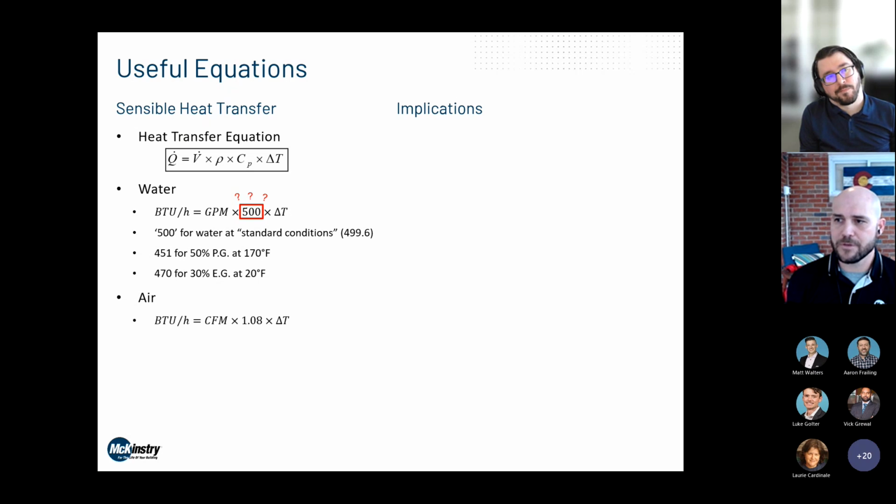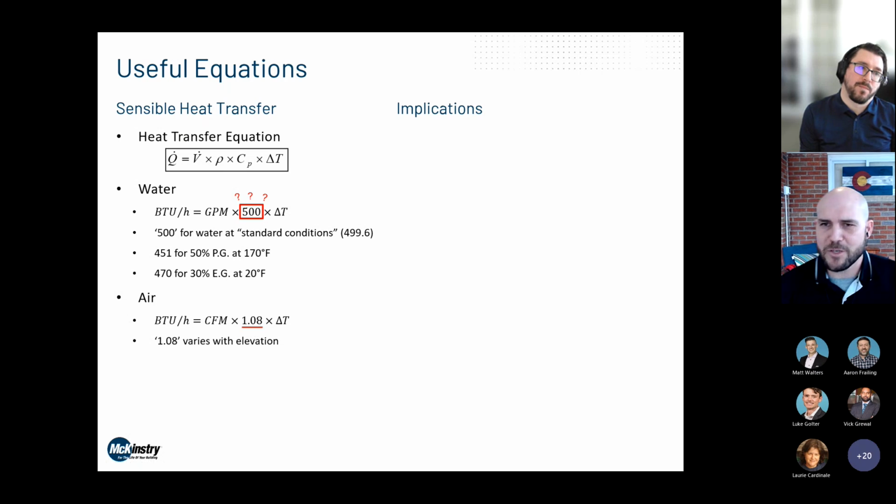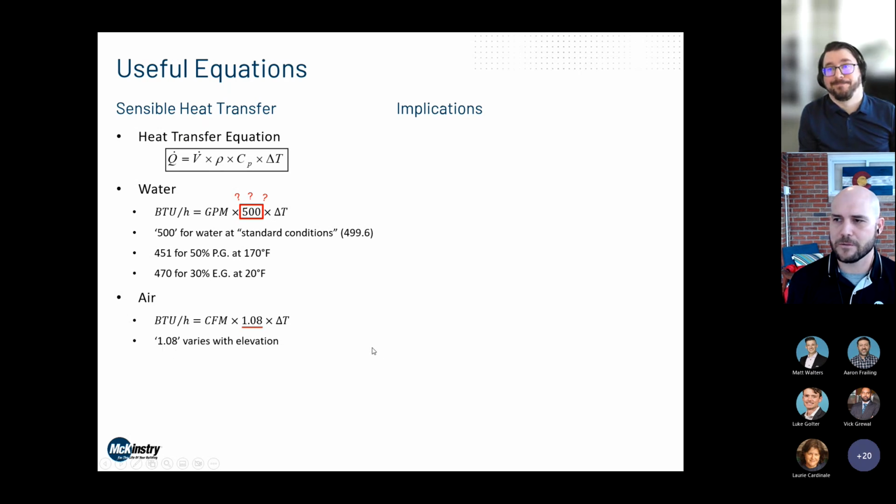Getting into the air version of this, pretty straightforward, less intimidating. Yeah, it's BTUs per hour. It's your cubic feet per minute, airflow rate, times 1.08, instead of being a nice round 500, times your delta T. The concentration of air doesn't change that much, but the density of air does change considerably with elevation. So your 1.08 will vary depending on where you are in the country and what the altitude or elevation is.